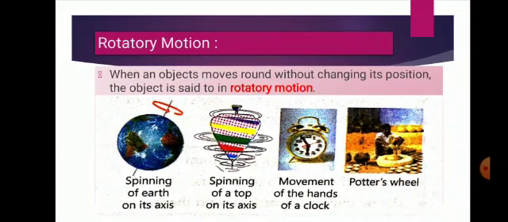See, rotatory motion. When an object moves round without changing its position, the object is said to be in rotatory motion. Okay, without changing position, the object moves round. In rotatory motion, the object spins about an axis and stays at one position, like the spinning of the earth on its axis, the spinning of a top on its axis, movement of hands of a clock, potter's wheel. These are examples of rotatory motion, because in these the object moves round without changing its position. Okay?